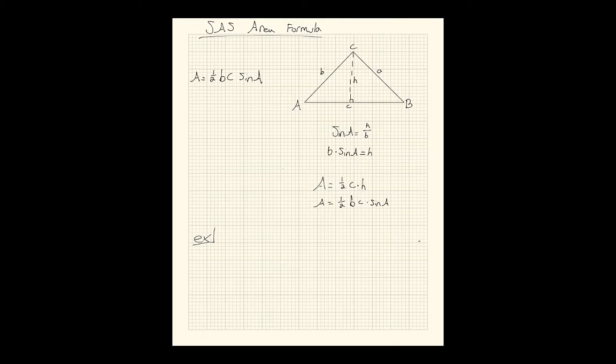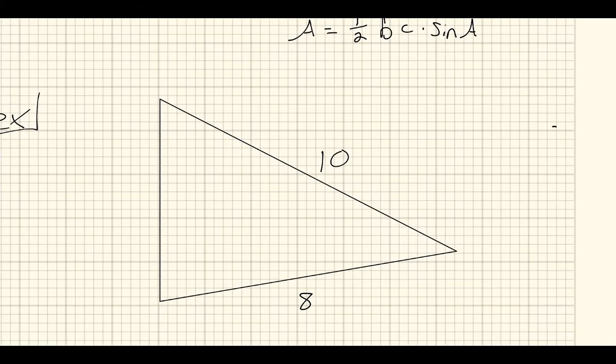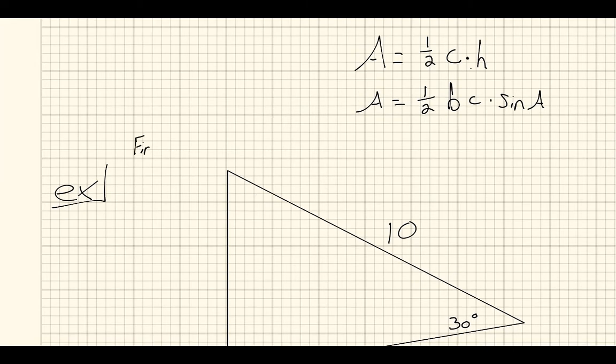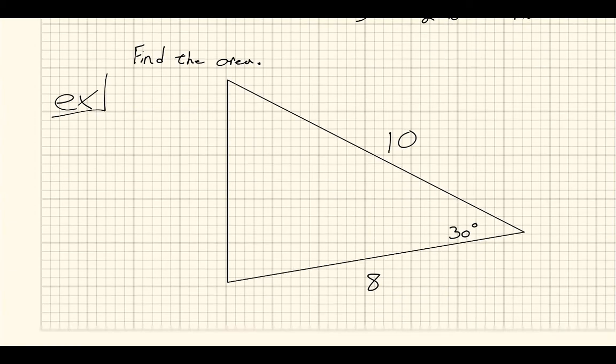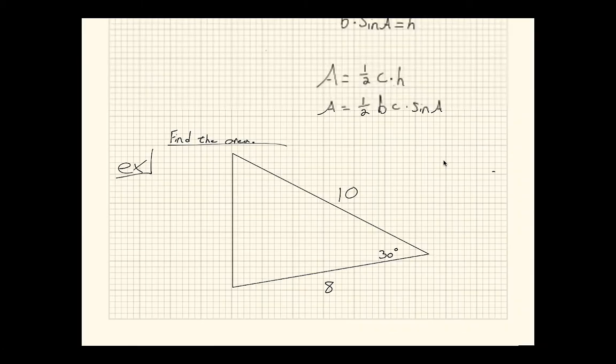All right, I have a triangle. And what do I have? I have a distance of 8 here. I have a distance of 10 here. And this is 30 degrees. Let's say I want to find the area. This is a side angle side situation because I have 8 and 10. I know those, and I know the angle in between them. So side angle side. And really, we're just plugging them into the formula and solving.